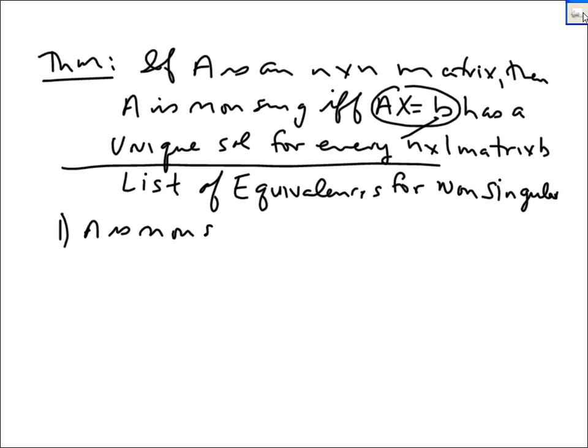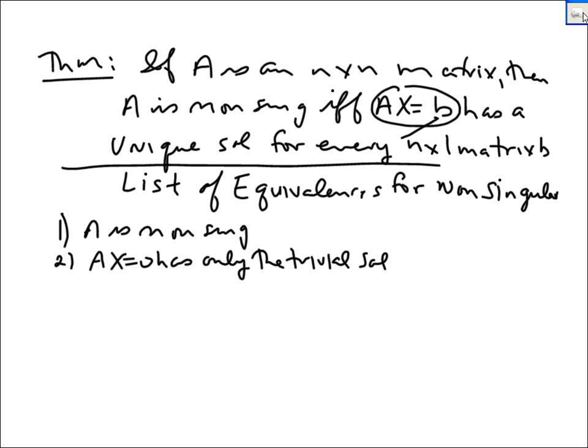If A is non-singular, of course, A is non-singular. If AX equals 0 has only the trivial solution, that's the same as A is non-singular. The third one is if A is row equivalent to I. That is, if you can reduce A to the matrix I, then A is non-singular. All these three statements say the same thing.